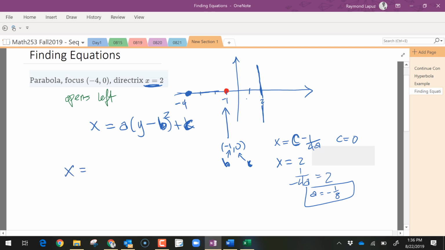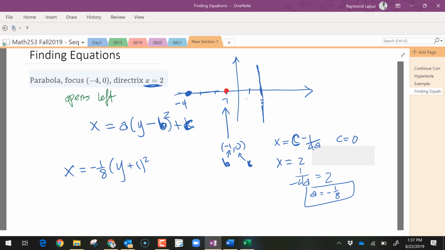X is equal to negative 1 over 8, y minus b, what was b? It's 1, plus 0. So this is our equation. Okay? Pretty straightforward.